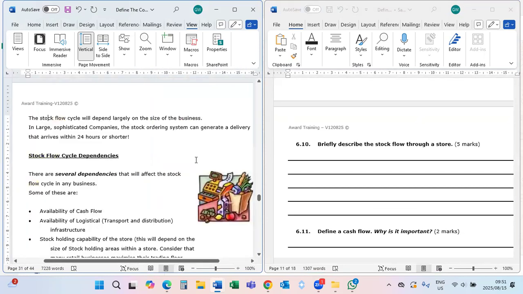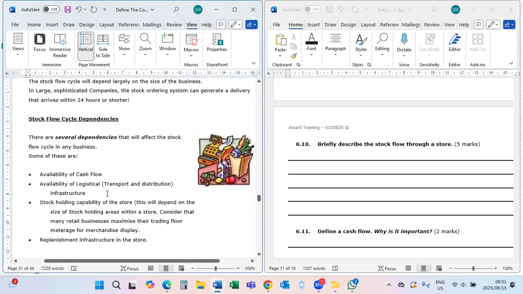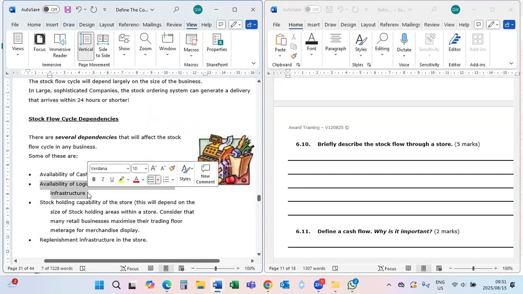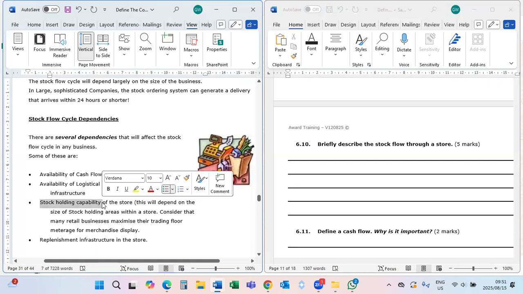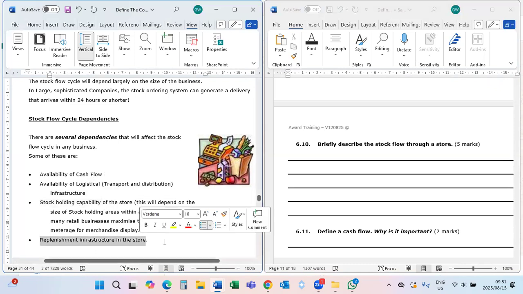Here's the stock flow here. Stock flow is dependent on cash flow, because if we don't have any cash, we can't buy stock. The availability of transport and infrastructure to bring the stock to us. Stock holding capability, in other words, have we got enough storage space that we can only order a certain amount? And then how often do we need to replenish the stock that is in our store?